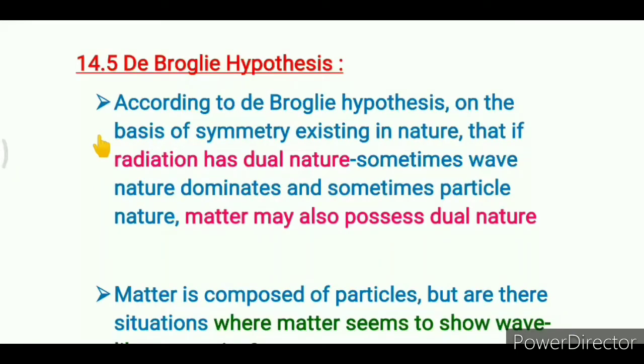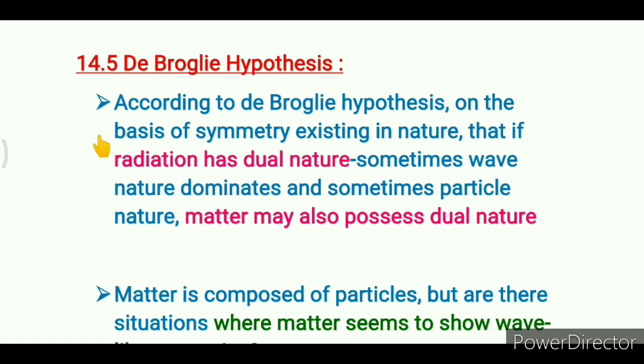Now, let's proceed to the next part of the chapter, dual nature of radiation and matter. In the previous part, we studied the dual nature of radiation. As radiation possesses dual nature, that means it has a particle-like nature as well as a wave-like nature. Now we will see the dual nature of matter.